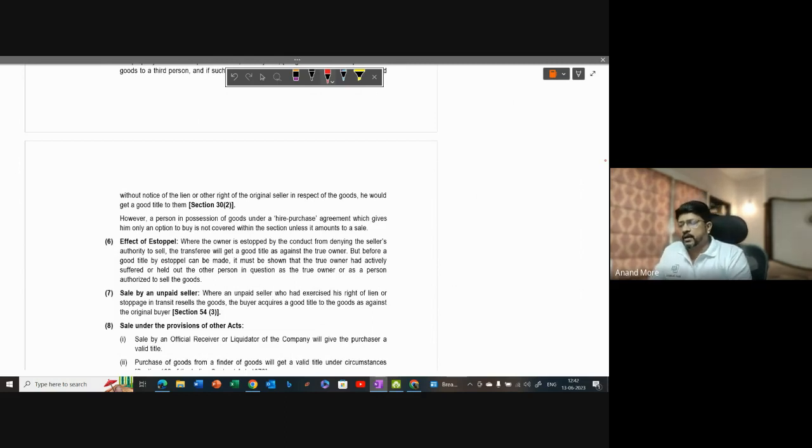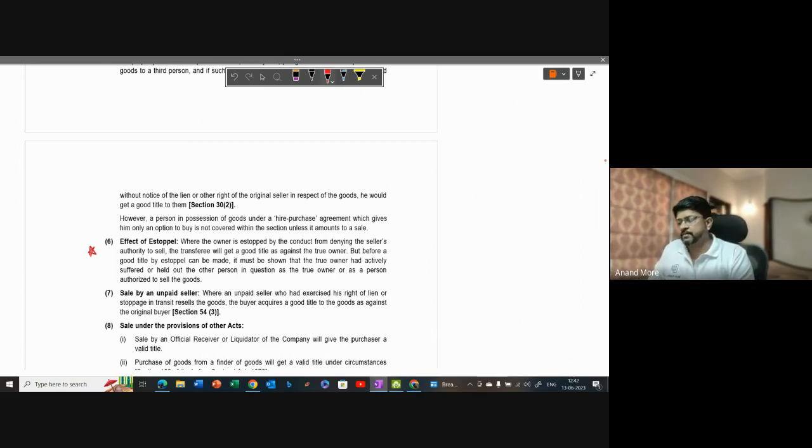But before the good title by estoppel can be made, it may be shown that the true owner had actively suffered or held that other person in question out as the true owner or as the person authorized to sell the goods. Many a time I have seen that students find this particular point difficult to write. Don't unnecessarily venture into it. Anyway, they have asked only any 6 points.